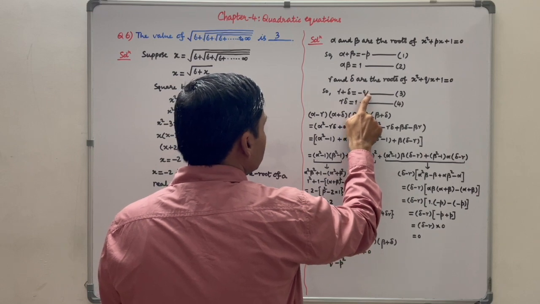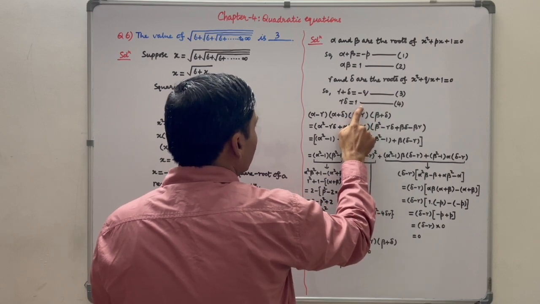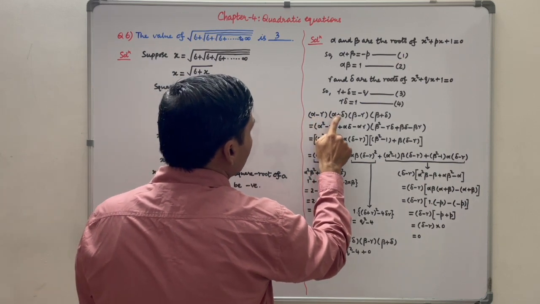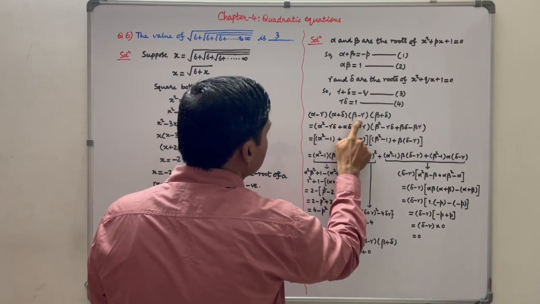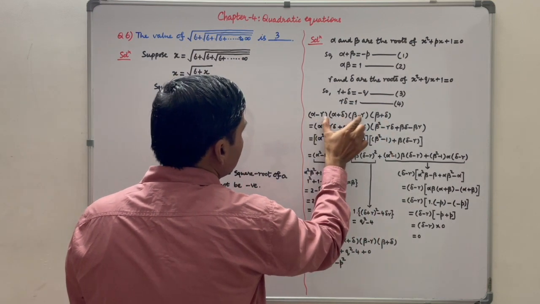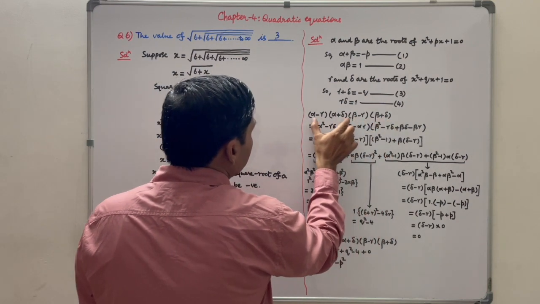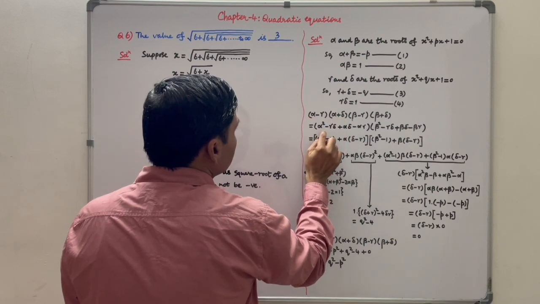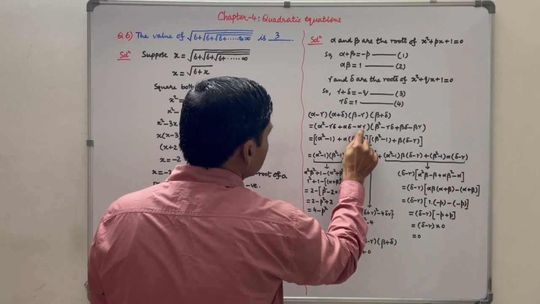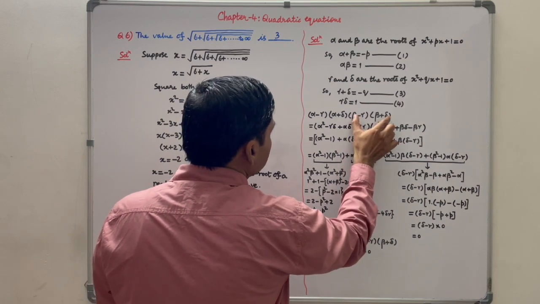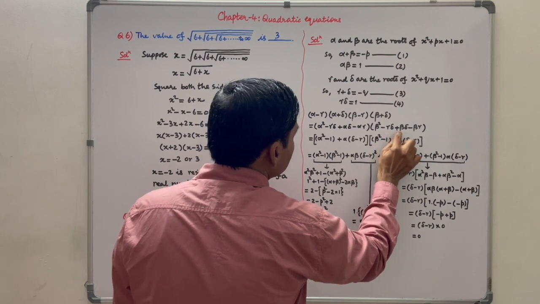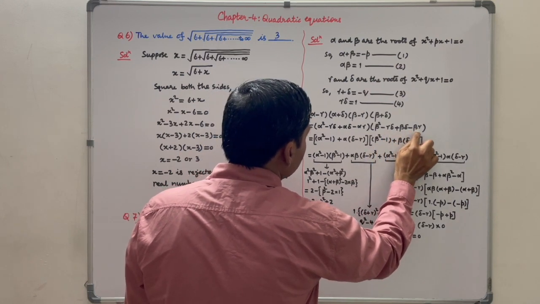Suppose this is equation number 3 and this is equation number 4. We have to get the value of (alpha minus gamma) into (alpha plus delta) into (beta minus gamma) into (beta plus delta). We will multiply these two together and these two together. When we multiply these two together, we get alpha square minus gamma delta plus alpha delta minus alpha gamma. When we multiply these two together, we get beta square minus gamma delta plus beta delta minus beta gamma.